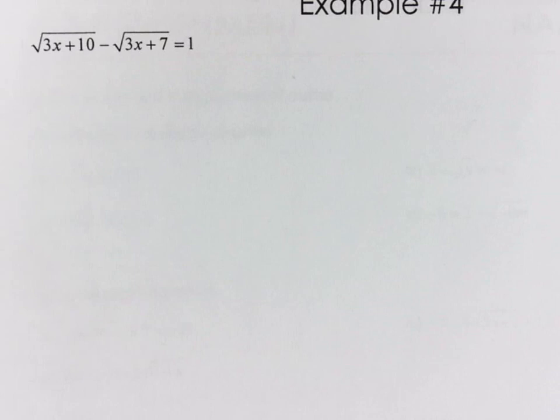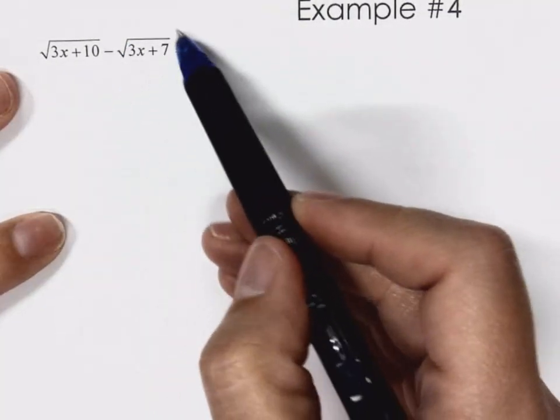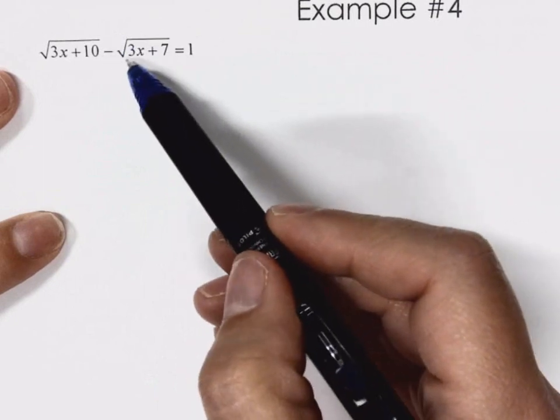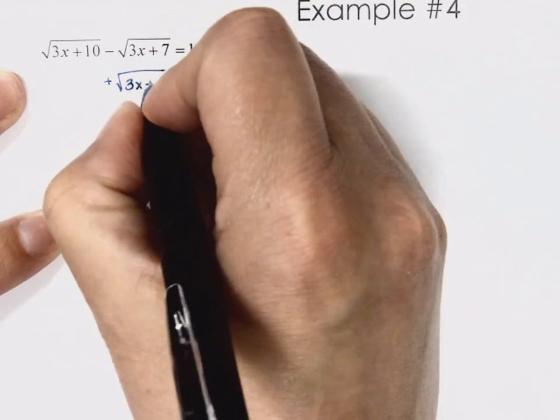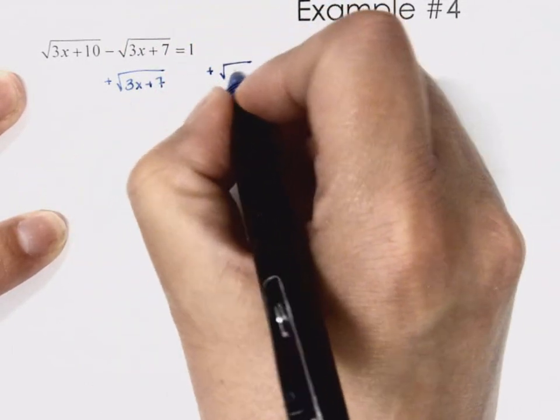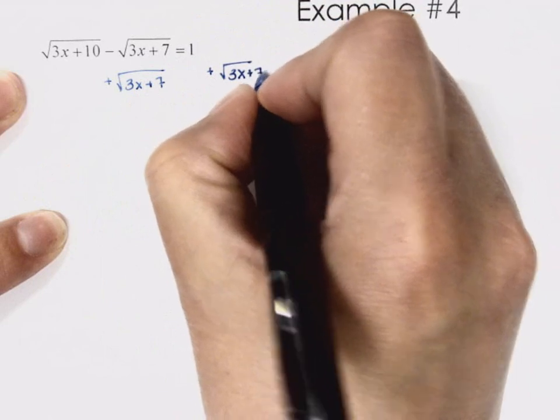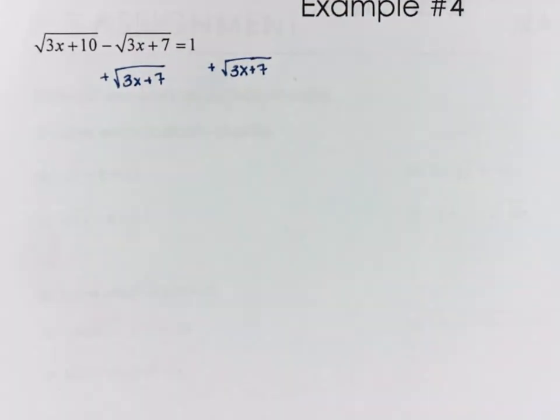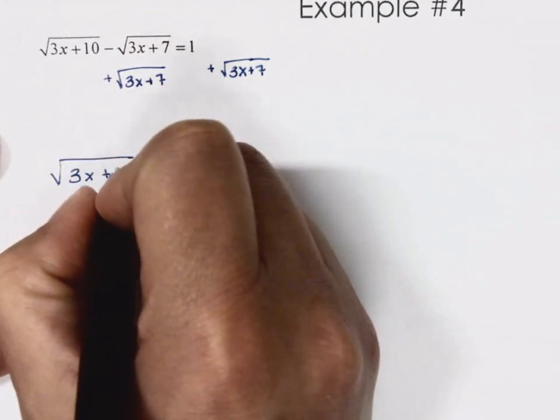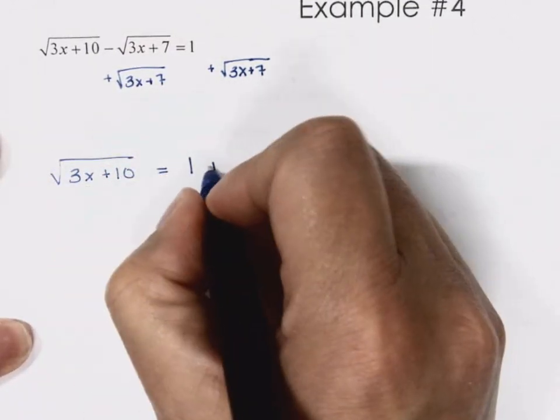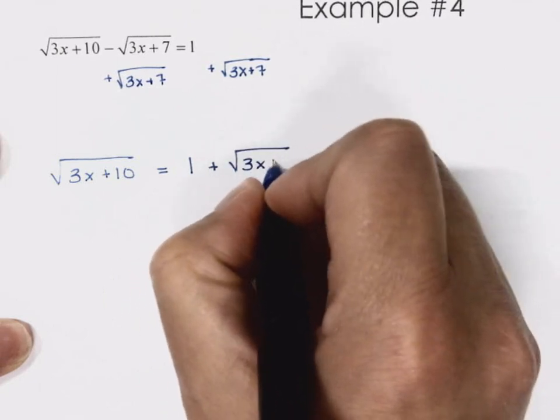And this time we have 2 radicals. And what I said before is if we have 2 radicals, one goes on the left-hand side, one goes on the right-hand side. And I'm going to move this one here because it's negative. And so all I'm doing is adding root 3x plus 7 to both sides. That's really messy writing, but you'll get the idea. So on one side, I'm going to have root 3x plus 10 equals 1 plus root 3x plus 7.